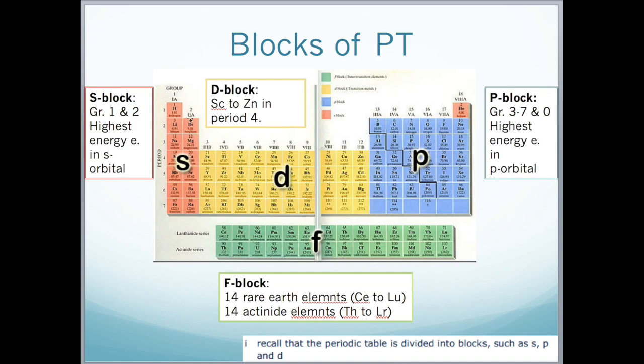And sorry, I forgot to mention the S block, which is here, which consists of the elements in groups 1 and 2, so group 1 and 2. And an s block element has the highest energy electron in an s orbital, which means that the last electron added goes into the s orbital.